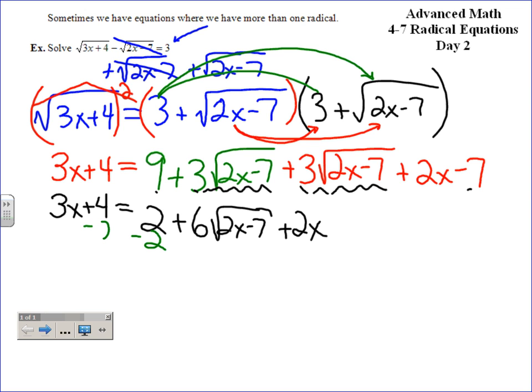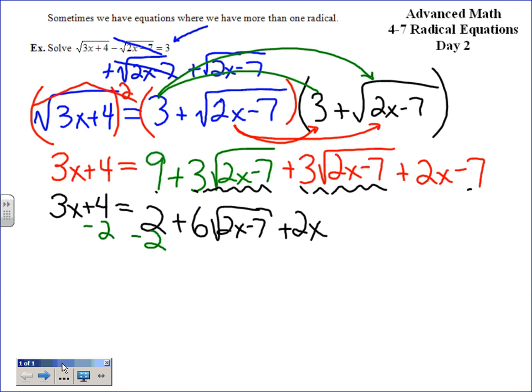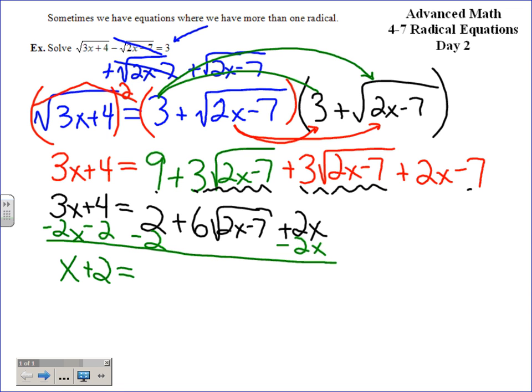Subtract 2. Because I'm running out of space, is it okay with you if I also subtract the 2x at this same level here and not make another step? Because I'm kind of running out of room, okay? So I'm going to subtract 2x at the same time. Everybody good? So it's 3x minus 2x, x. 4 minus 2 is plus 2 equals 2 minus 2, gone. I still have that. And I still have that.